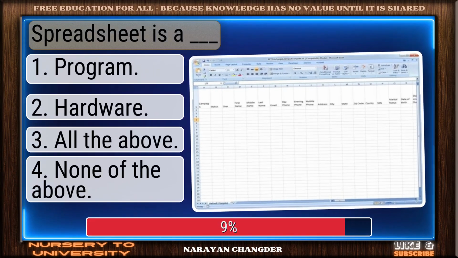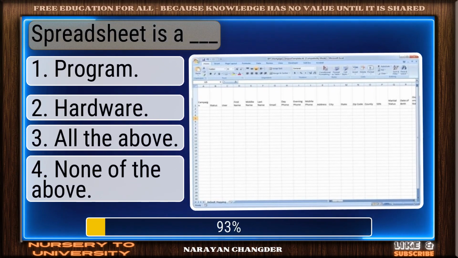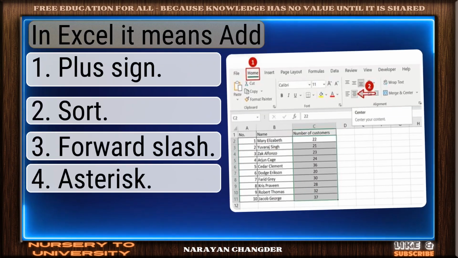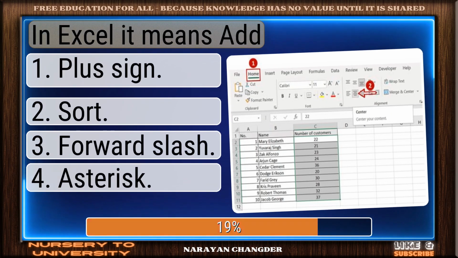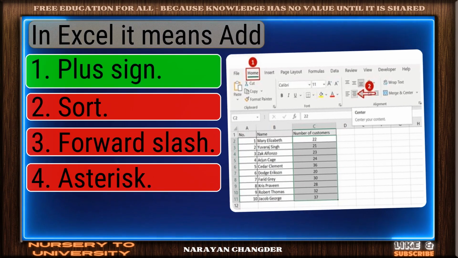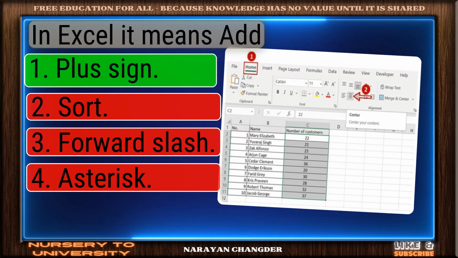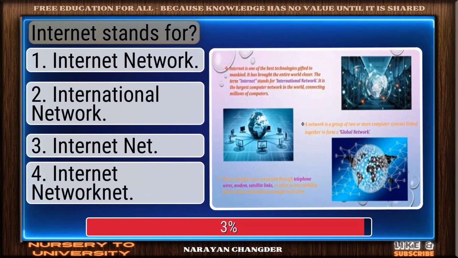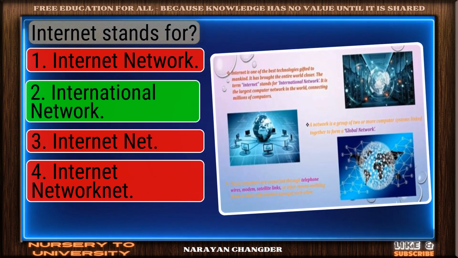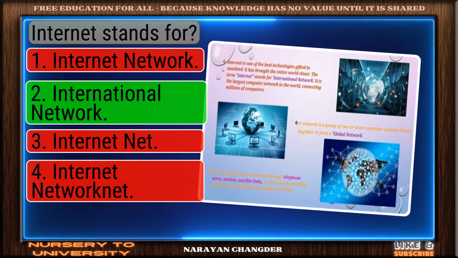Spreadsheet is a dash. Excellent choice. Program is the right answer. In Excel, it means add. Correct response. Plus sign is the most accurate answer. Internet stands for. Well picked. International network is the correct answer.